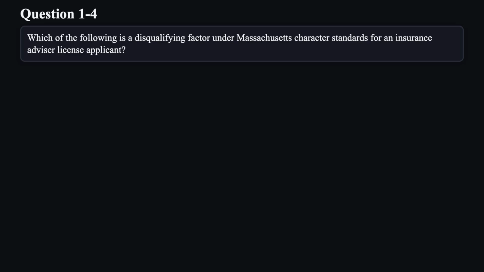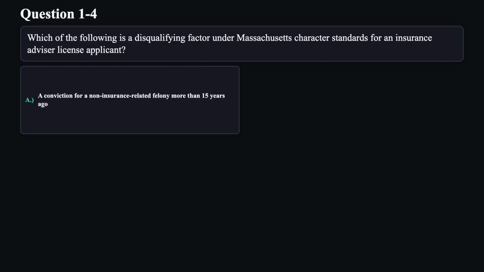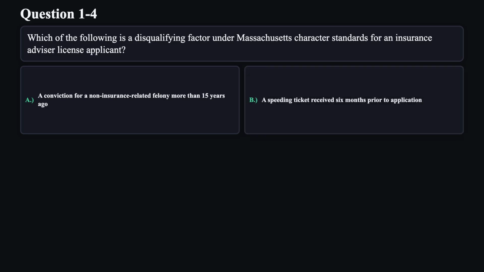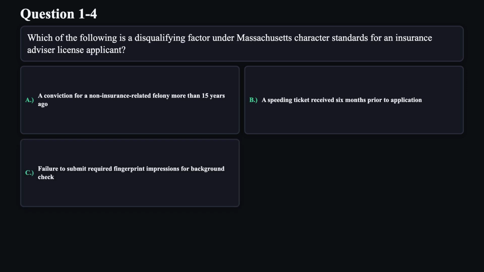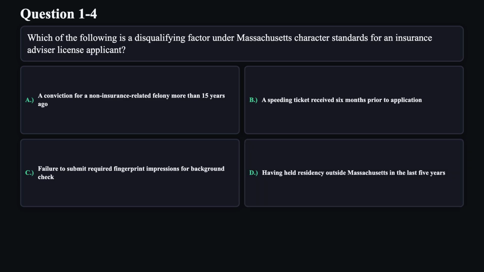Question 4. Which of the following is a disqualifying factor under Massachusetts character standards for an insurance advisor license applicant? A. A conviction for a non-insurance related felony more than 15 years ago. B. A speeding ticket received 6 months prior to application. C. Failure to submit required fingerprint impressions for background check. D. Having held residency outside Massachusetts in the last 5 years.